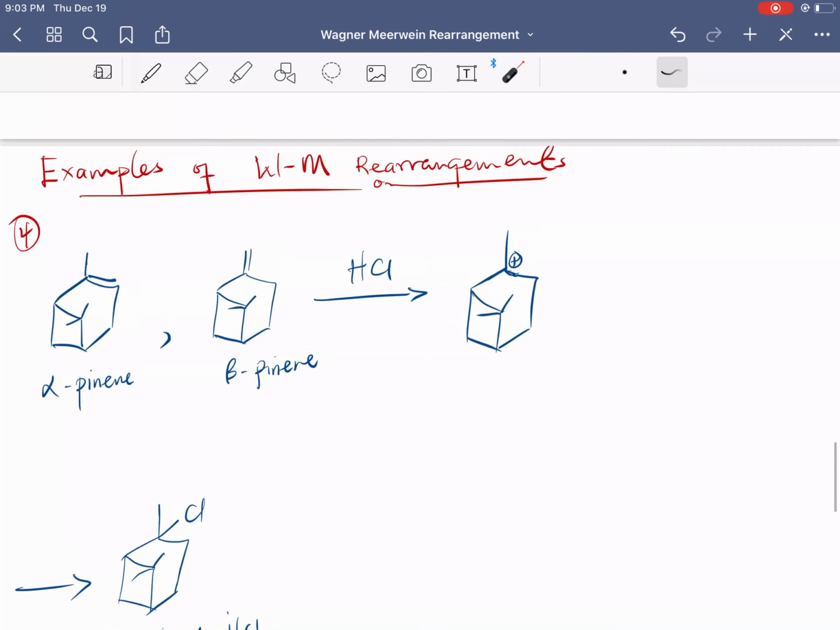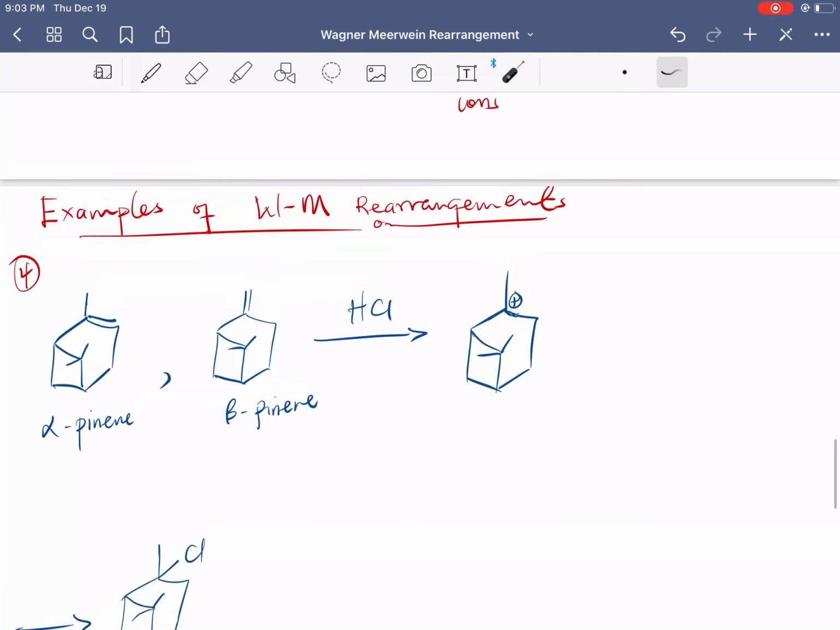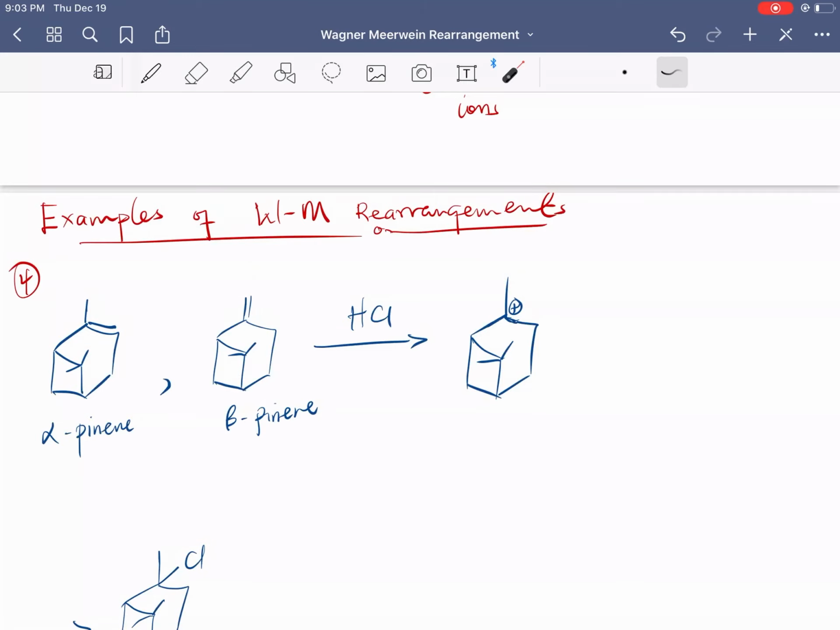Now, terpenes are also prone to Wagner-Meerwein rearrangement. Now, according to the Markovnikov rule, if we add an acid or a hydrogen, a proton, to these pinenes here, we expect that the hydrogen goes to the side where there are more hydrogens. So in this first reactant here, we expect the hydrogen to go to this side here. Then in this second reactant here, we expect the hydrogen to go to that center there. So in both cases, we form the same intermediate.